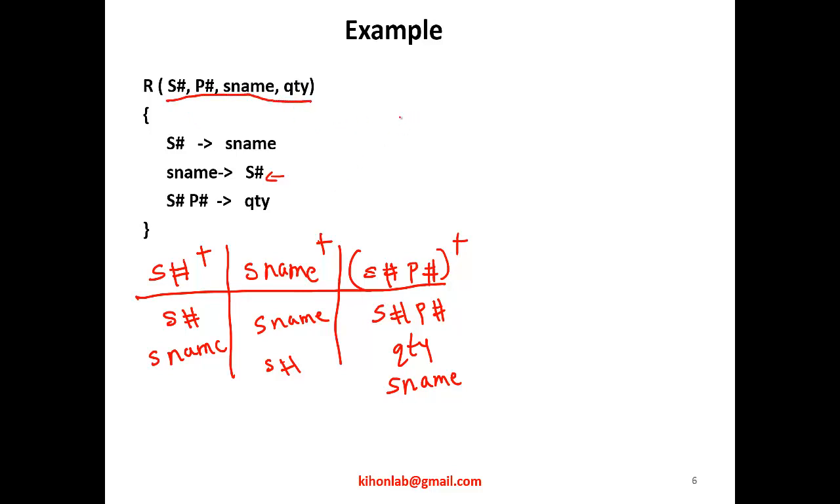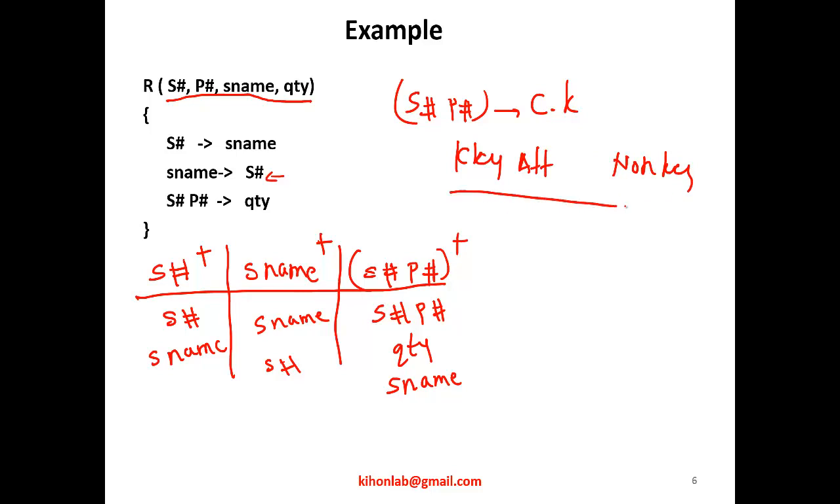So this can act as a complete candidate key. S# P# combinedly act as a candidate key. And the key attributes are S# P#, and the non-key attributes are S name and quantity.